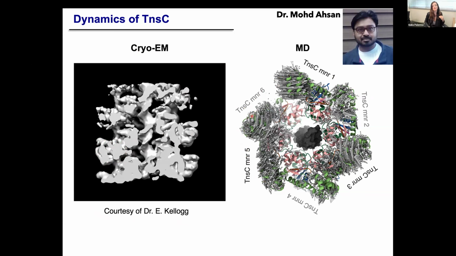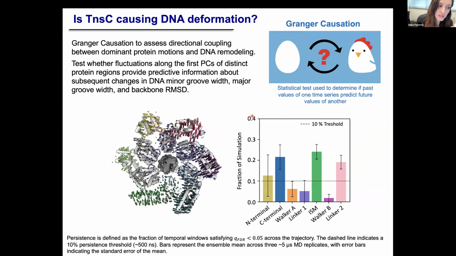But to fully address the question whether TnsC causes the dynamics of DNA, so causes the distortion in DNA, we decided to use causation inference models, and in particular Granger causation. Granger causation is an approach developed in econometrics and is a statistical test used to determine if the past values of a time series can predict future values of another time series.